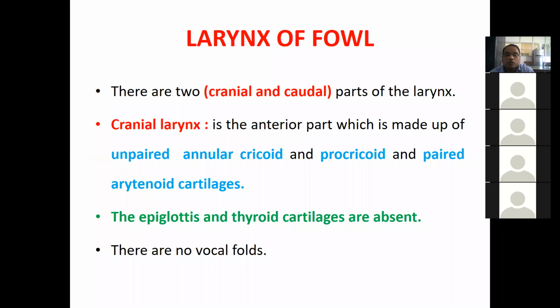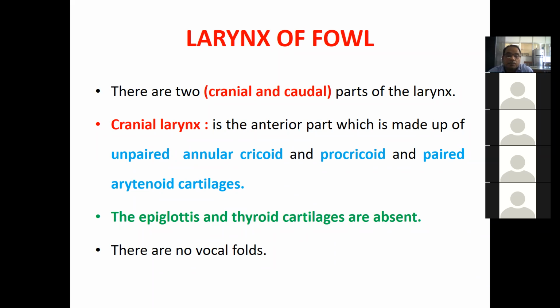Now, if you talk about the larynx of the fowl, this is a very important thing. The larynx of the fowl has very characteristic features. It has two parts, but the remaining species have only one part, that is the cranial part. Here, in the case of the fowl, there is a cranial part and also a caudal part.